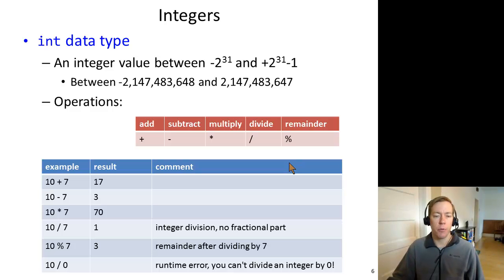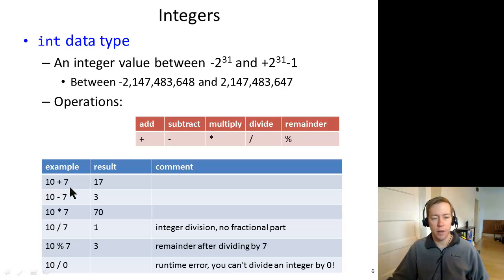And here are the operations, all the standard math you might expect, like plus, subtraction. We use the asterisk key for multiplication, and we use the slash for division. For the remainder operator, we use the percent sign. And here's a table with all of these things in play.